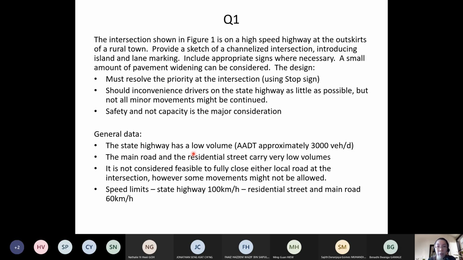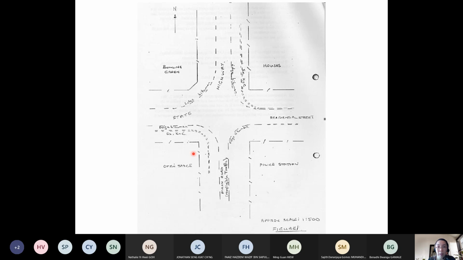Let's just look at the figure to get to know the intersection a little bit. All right. So here you have the intersection, from east, from west, north is on this side. So from west, this is the state highway, and the state highway turns into north, or if you're coming from north, it goes into west. So this direction is the state highway.